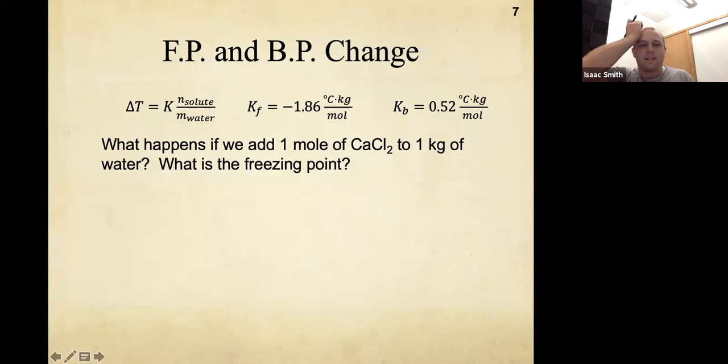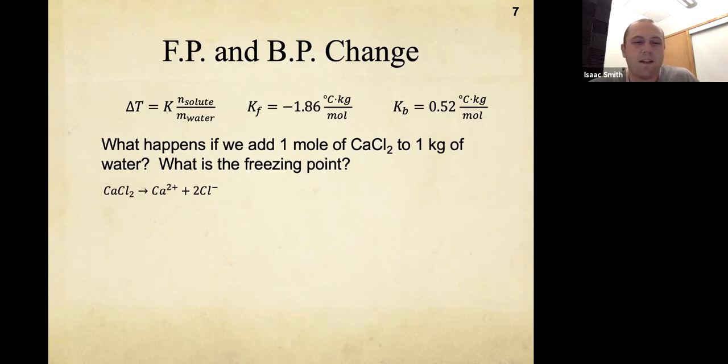All right, let's go ahead and try this question here. See if you can answer it. It says, what happens if we add 1 mole of calcium chloride to 1 kilogram of water? What is the freezing point?